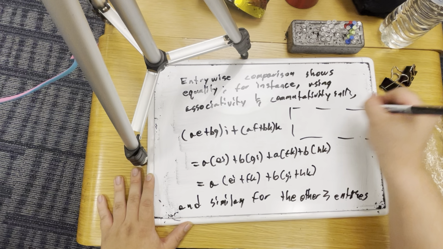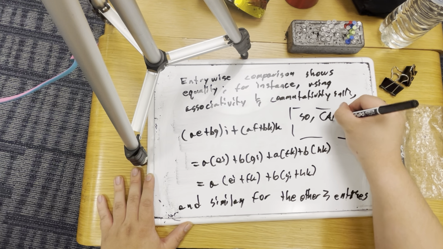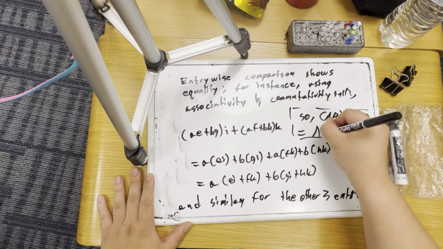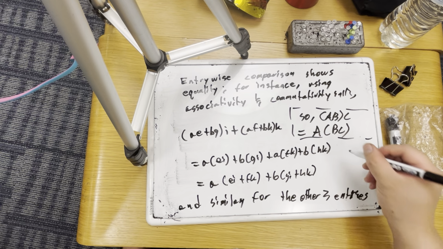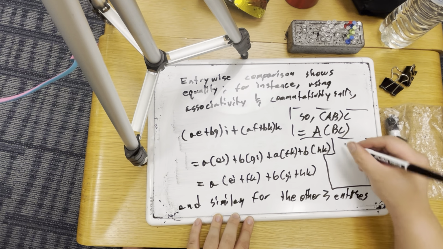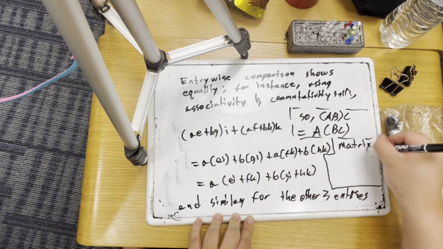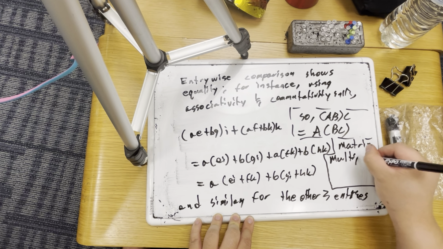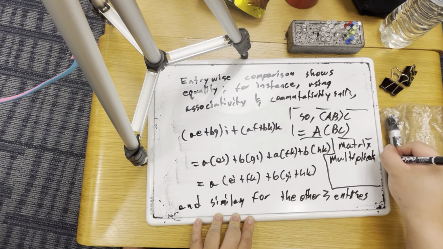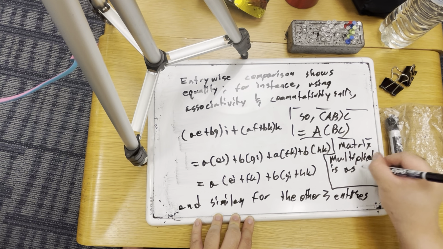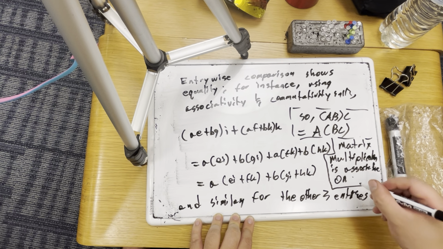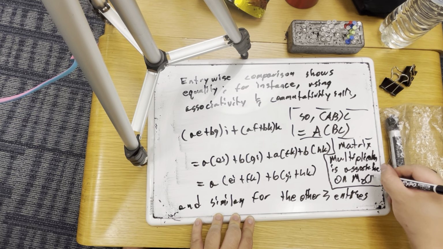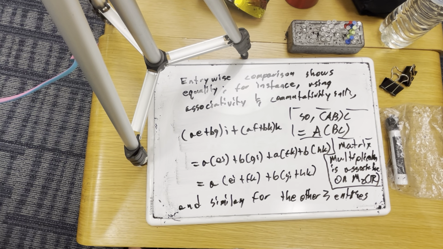So (AB) times C is equal to A times (BC). Matrix multiplication is associative on 2x2 matrices over the reals. Okay?